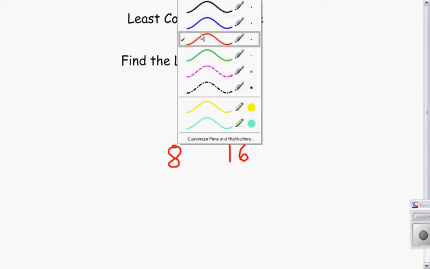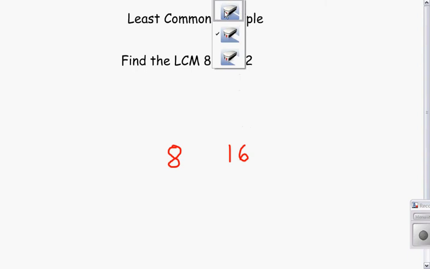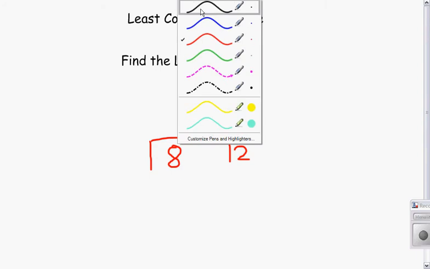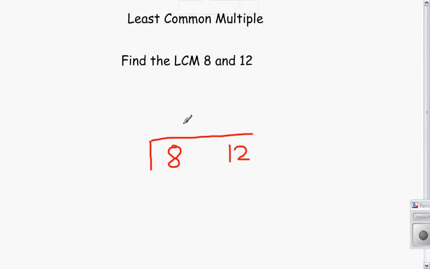Oops, I wrote the wrong number. Okay, that's one mistake you don't want to make. So here I have 8 and 12, and I'm going to start with my cake. Once again, I'm going to start my cake and continue my cake the same way as if I was finding greatest common factor. I need to think of a number that goes into both 8 and 12 evenly.